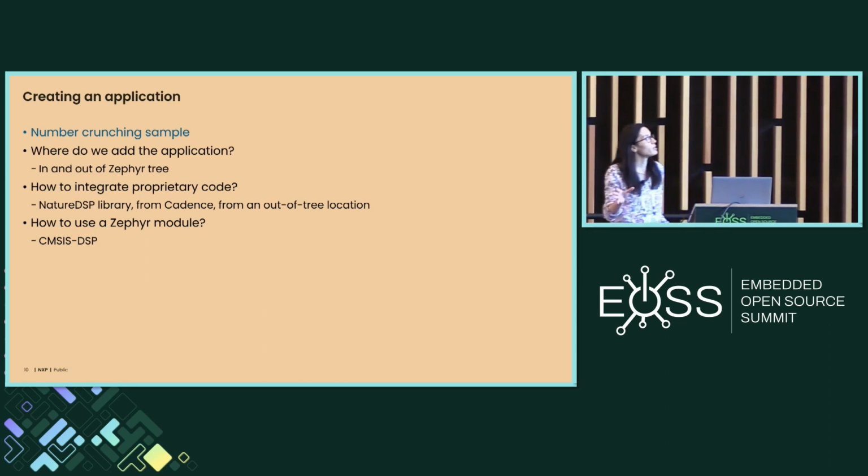This application will be moved in and out of tree to see what changes. To demonstrate how to integrate proprietary code, I've used the Nature DSP library from Cadence, which is in an out-of-tree location because it has a proprietary license. And by default, this sample is using CMSIS DSP, which is in Zephyr as a module.